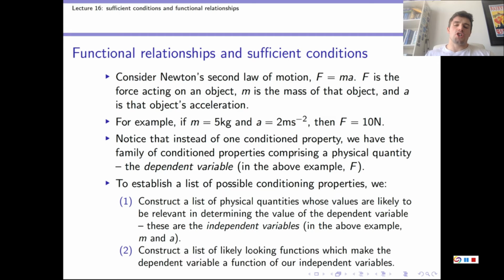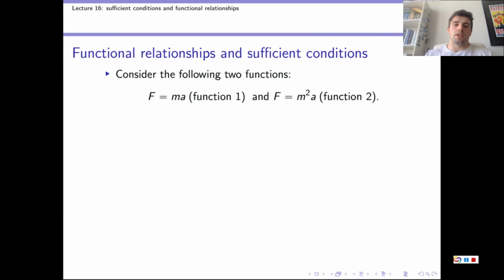And at stage 2, we construct a list of likely looking functions which make the dependent variable a function of our independent variables. For each conditioned property, or value of the dependent variable, each of these functions determines one or more complex properties which are possible sufficient conditions for it. For example, consider the 2 functions f equals ma and f equals m squared a.